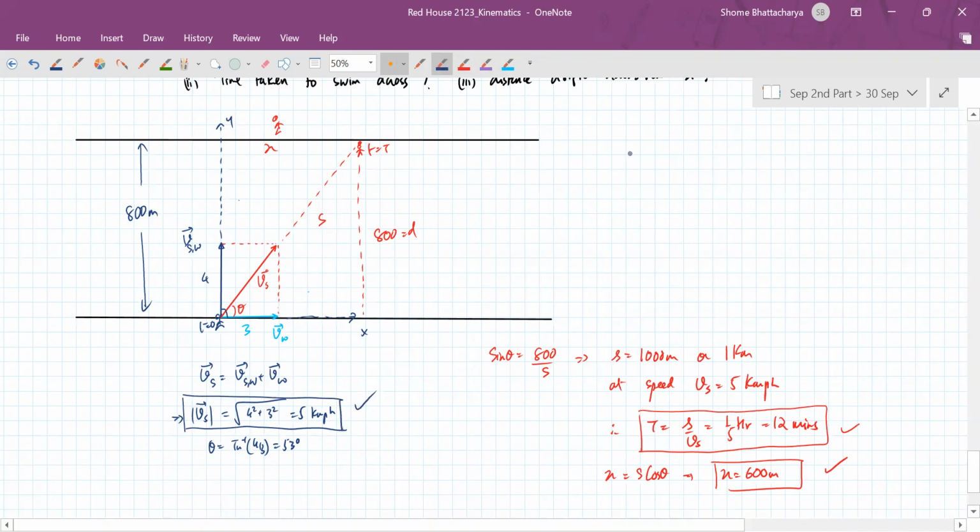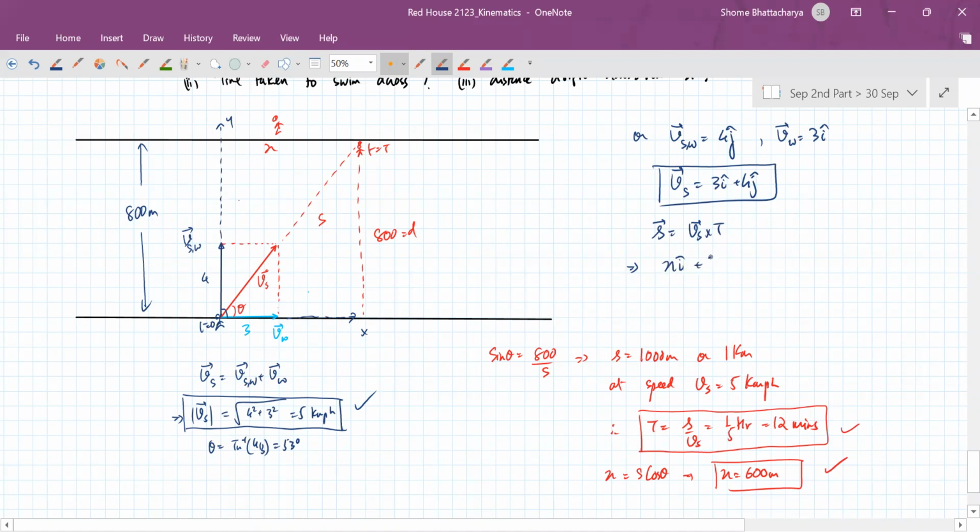Or we can also use component algebra. So we can also do it this way, that the velocity of the swimmer with respect to the water is 4j cap. Velocity of the water is 3i cap. So velocity of the swimmer in ground frame is 3i cap plus 4j cap. So the displacement vector will become velocity into time. So the displacement vector, which is some unknown x i cap plus 800 j cap, would be equal to 3t i cap plus 4t j cap. So x is equal to 3t and 800 is equal to, but this is 800 meters, and this is 4 kilometers per hour into t.